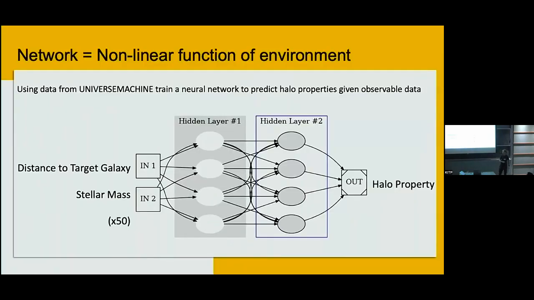So in terms of the network, I'm trying to do something relatively simple as it comes to neural networks. I just take a big vector of all of the distances to galaxies, in this case 50 nearest neighbors, and the stellar masses of all of those neighbors. It goes through some fully connected hidden layers, does its stuff, and outputs one value, which is this halo property, looking primarily at halo mass.